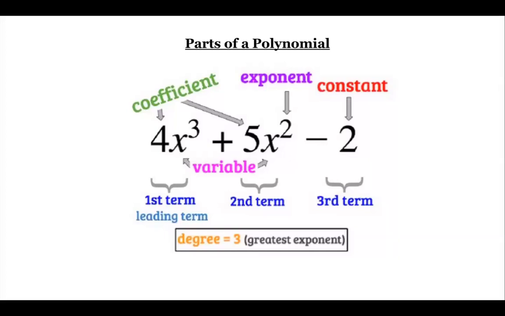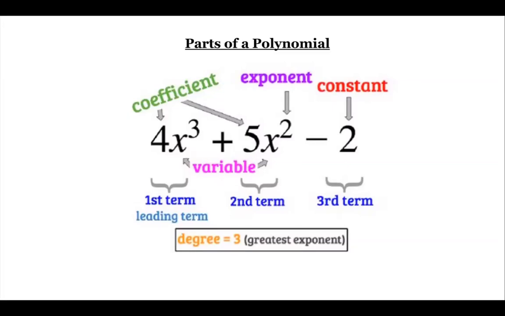Okay, so down here we have 3 terms. This is the first term. This is the second term. This is the third term. It's got 3 terms, so it's called a trinomial. We'll get down at the bottom and talk about trinomials, but the first term is 4x cubed.